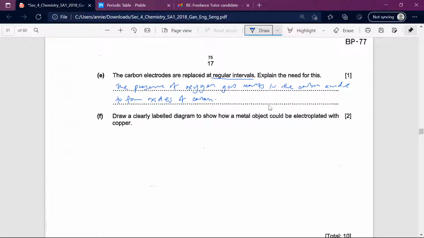Another way you can write this down is that it will oxidize the carbon electrode and reduce the mass of it, which makes it unusable, which is why we need to replace it.